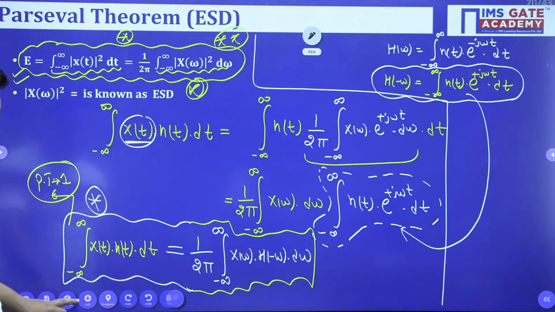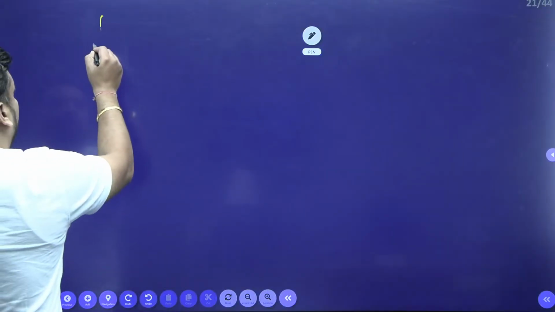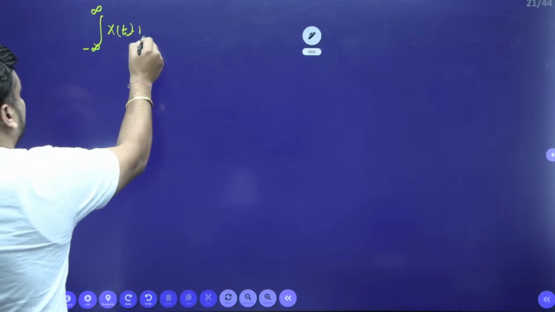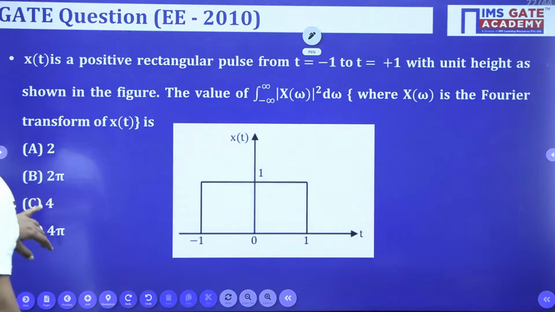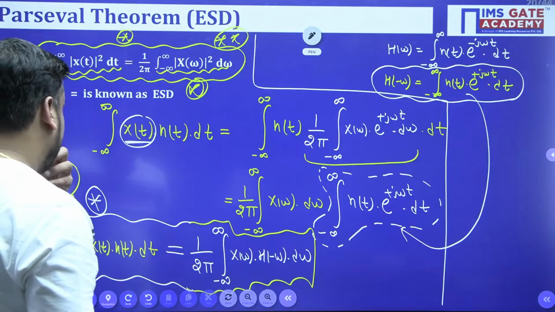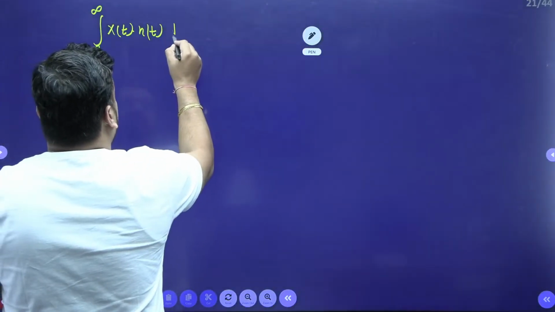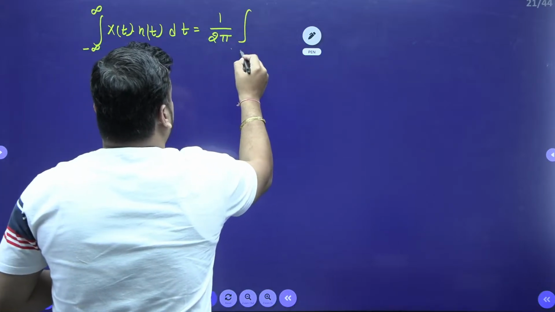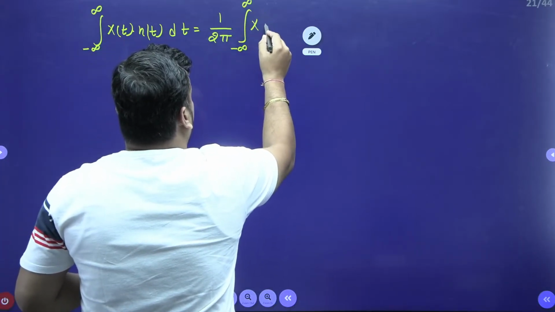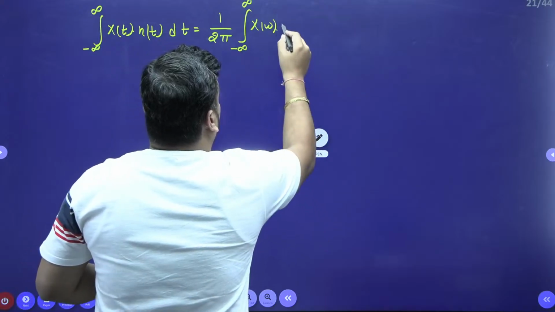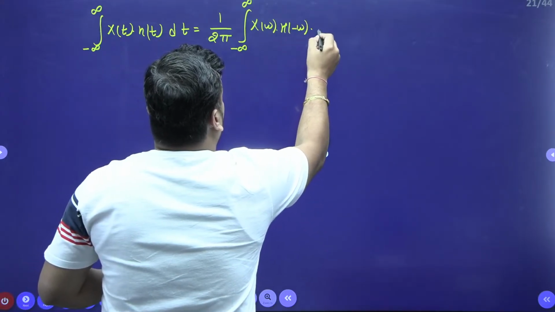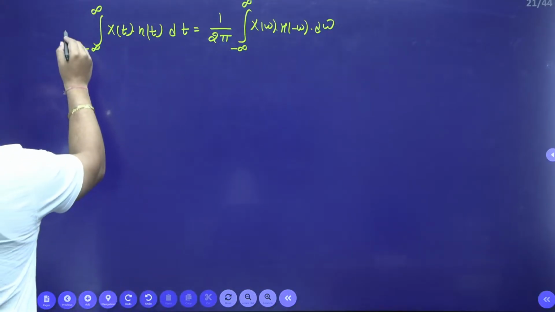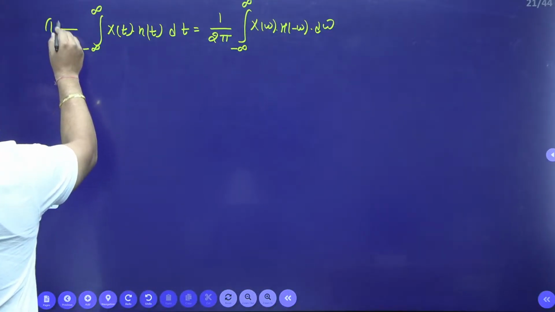I am writing the next. So PT1 form I am again writing here. PT1 form is what, guys? Integral of x of t dot h of t dt is equivalent to 1 upon 2 pi, integral from minus infinity to infinity of x of omega dot h of minus omega d omega. Is it clear, beta? Yes or no? Yes. So suppose that this is my first form.